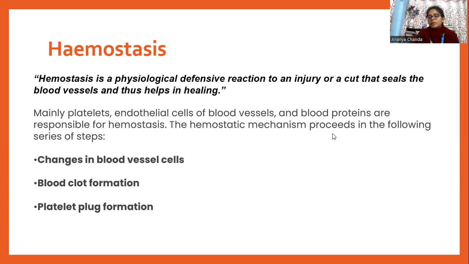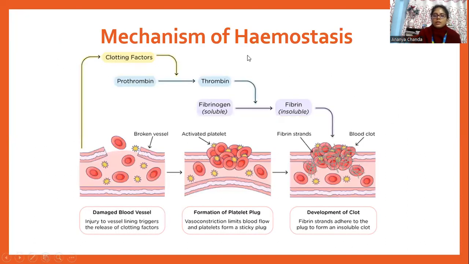The hemostatic mechanism proceeds in the following series of steps. Firstly, there are changes in the blood vessels. Then there is blood clot formation. Then comes the platelet plug formation. So this is the mechanism of hemostasis.